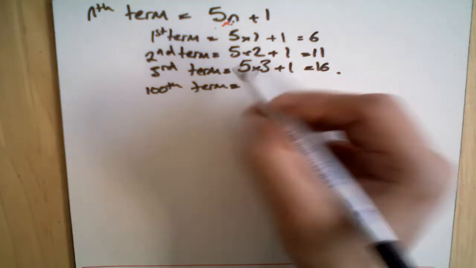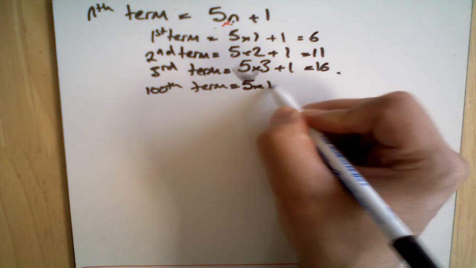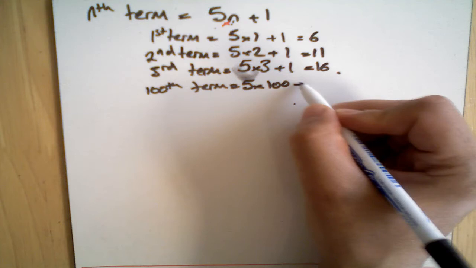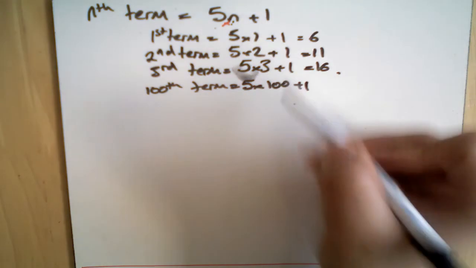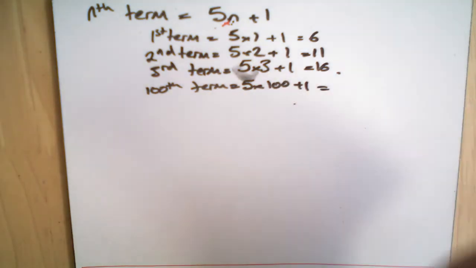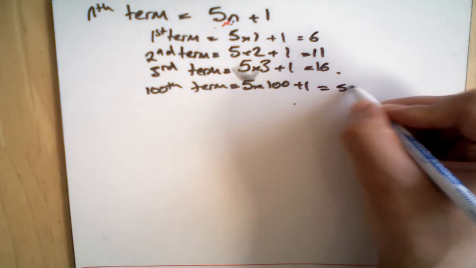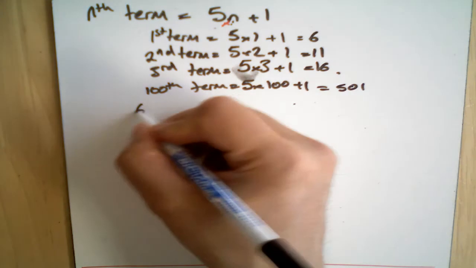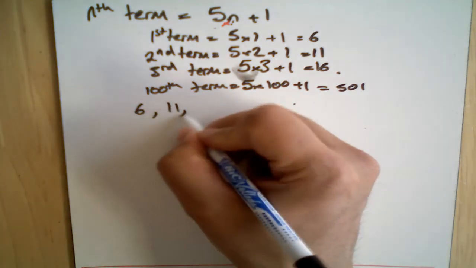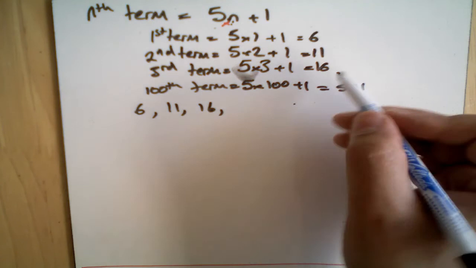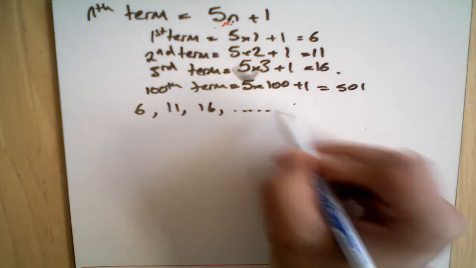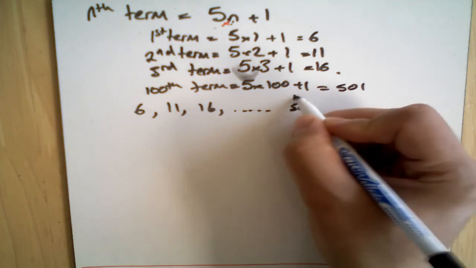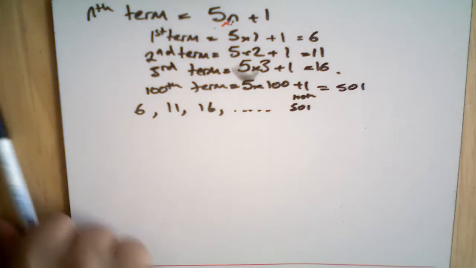For sake of argument, if I was asked to find the 100th term, again, I'd do the same thing. Take the n and replace that with the number I'm interested in, in this case the 100th one. Add on the 1 from the end of the nth term, do the sum, 501. And if I was to look at this sequence, I would say it started off with 6, it then went to 11, it then went to 16. Maybe put a couple of dots in there, and the 100th term at some point would be 501. I might just write it like that.